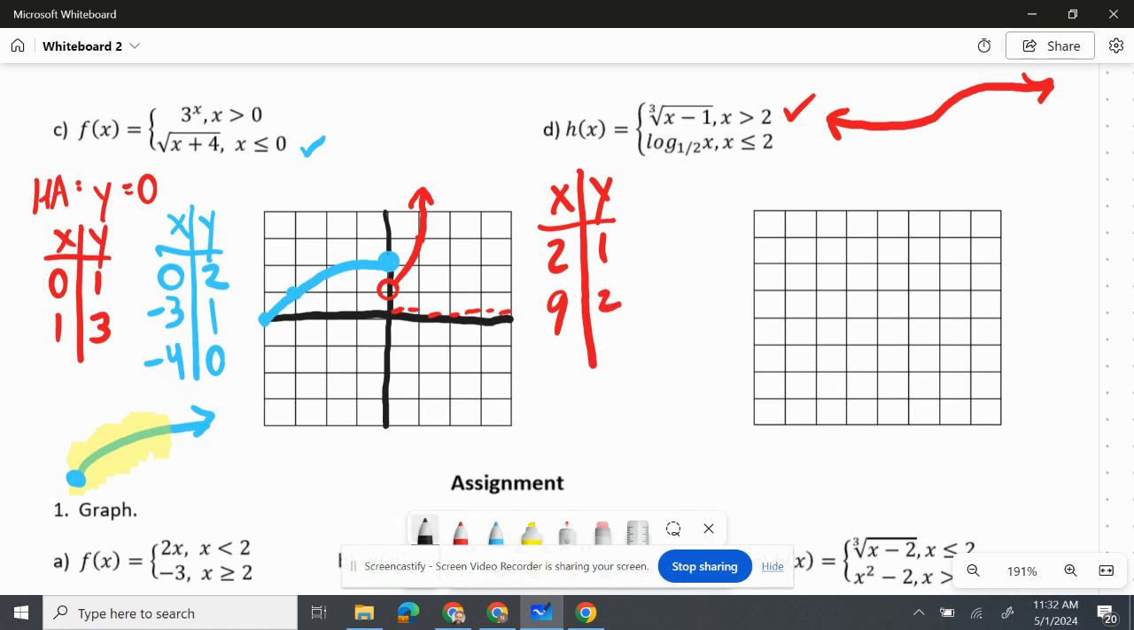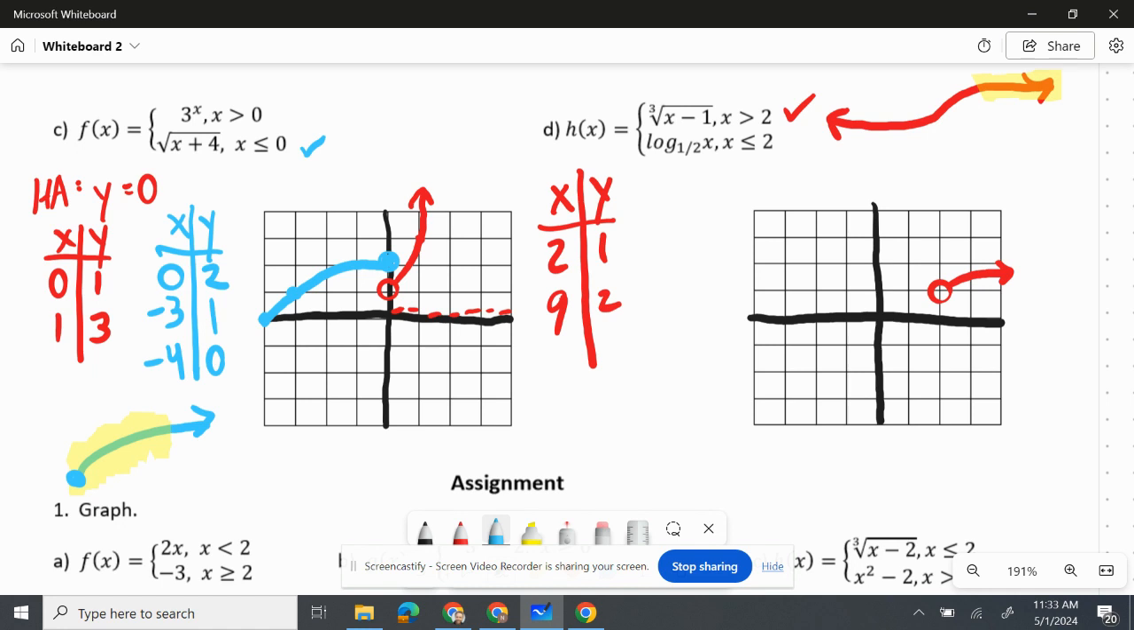So this right here, what I'm going to do is I'm only going to use one point, and the other one is a guide of kind of telling me what it looks like. So it's kind of weird because we're just looking at the end of this. We're not looking at the middle of it. So when we're plotting it, what we have is 2, 1, which is an open circle. And then the next one is going to be 9, 2. So it's going up like this.